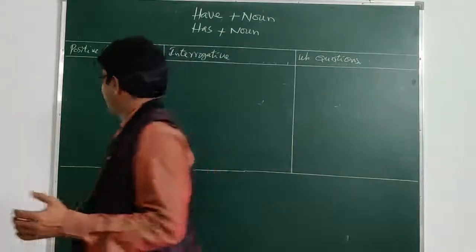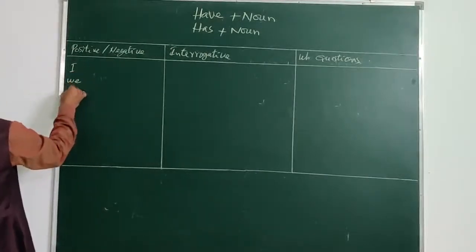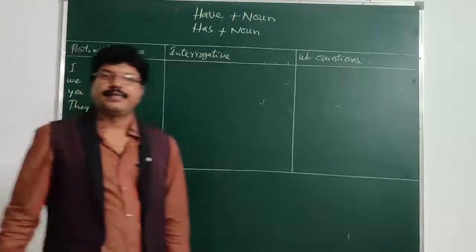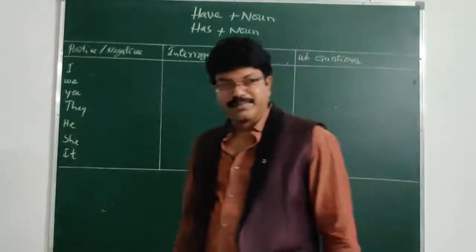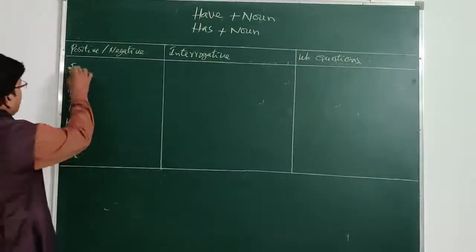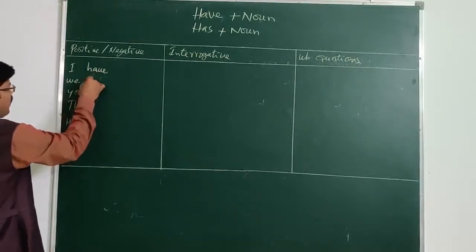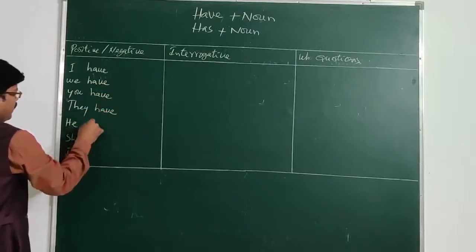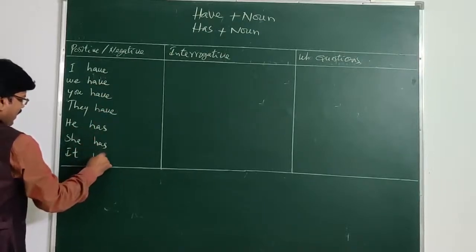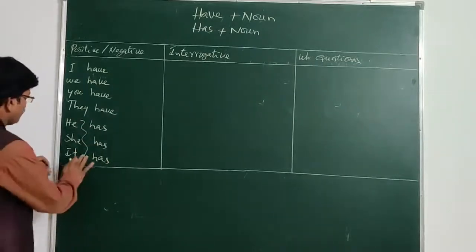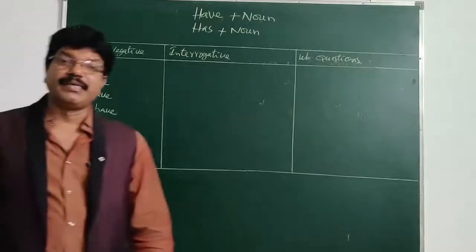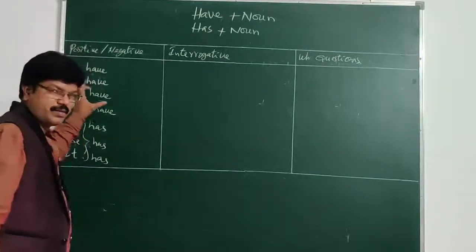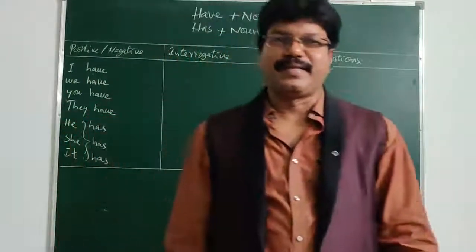Let's get some more clarity. Here: I, we, you, they, he, she, it. These are the subject pronouns. With these subject pronouns we say: I have, we have, you have, they have. He has, she has, it has. With these three we use has. If the subject is singular, we use has. If the subject is plural, we use have. This is in present tense.